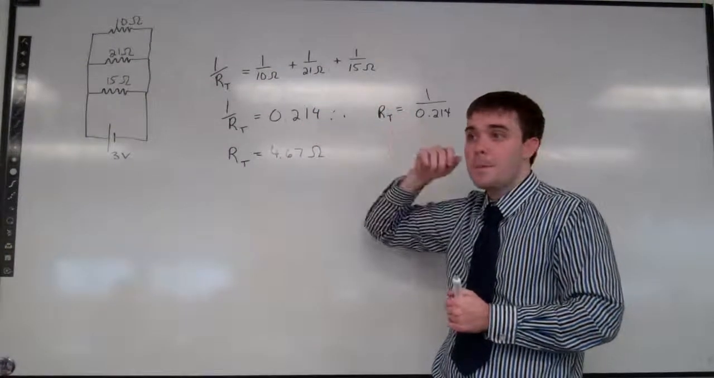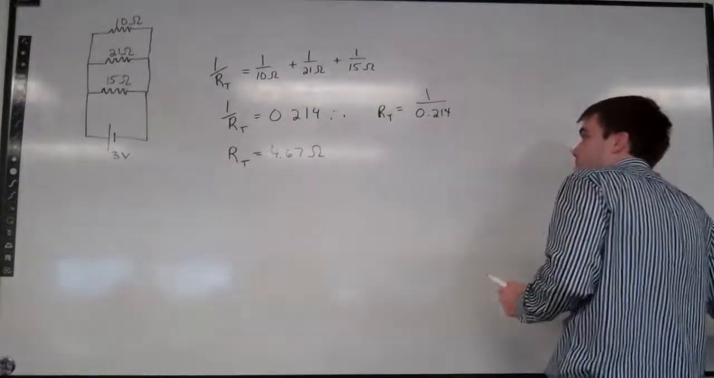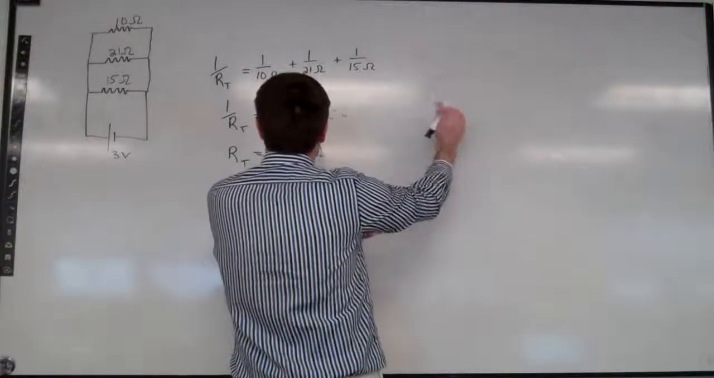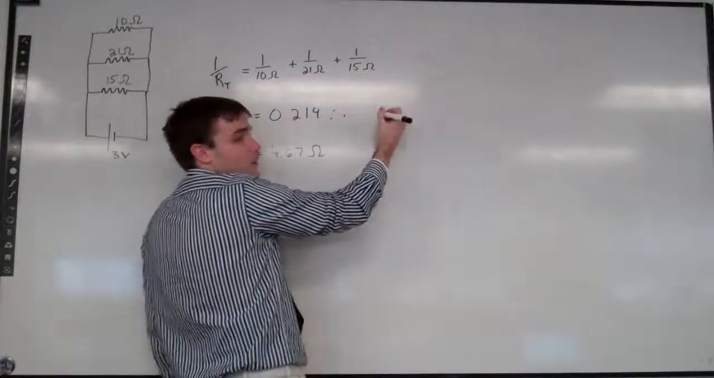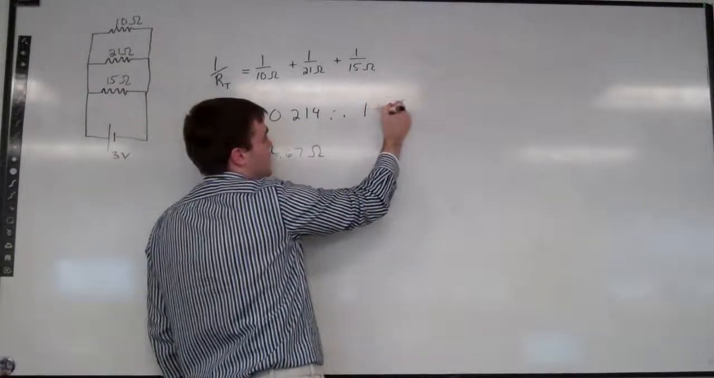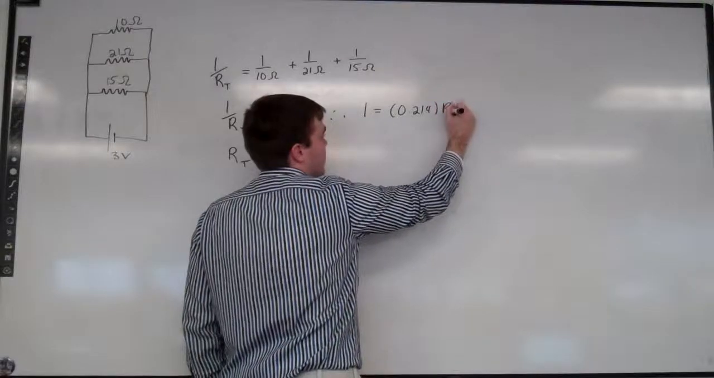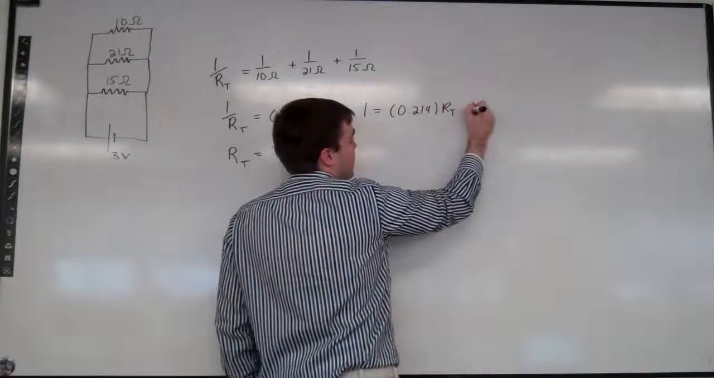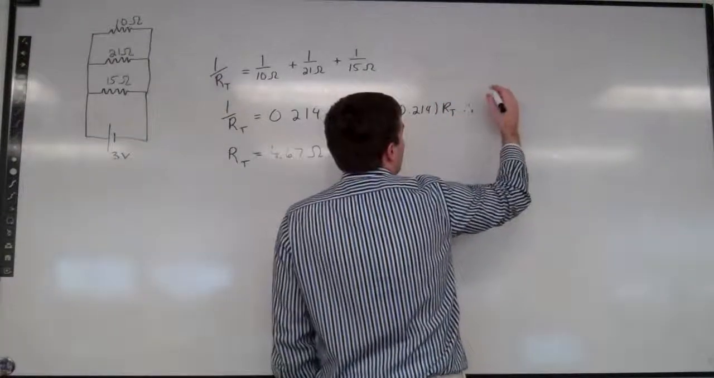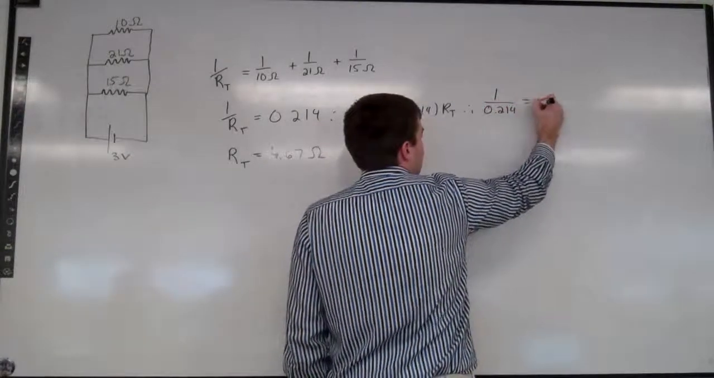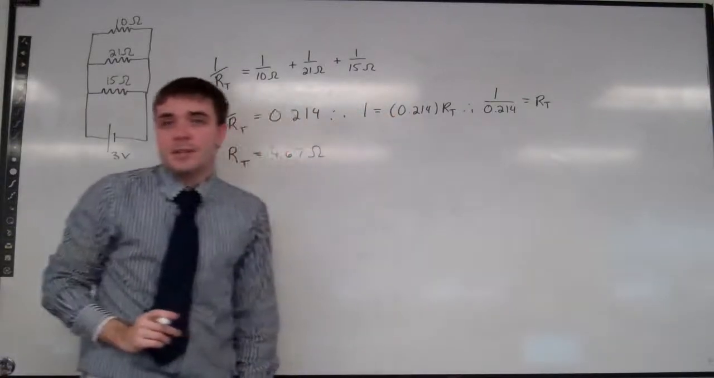Yeah? Okay, so what you're doing here, just give me 1 second, guys. We're going to multiply both sides by RT, so it's going to be 1 equals 0.214 times RT, and then we get 1 over 0.214 equals RT. Does that make sense now?